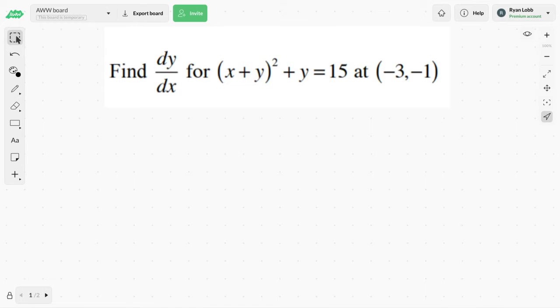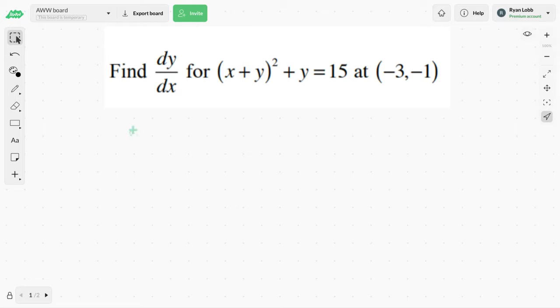Okay, let's find the derivative here of this algebraic expression that's implicitly defined as a function of x, and we're going to use implicit differentiation. So we're going to evaluate at -3, -1, but we're also just going to find dy/dx explicitly in the end, just to work on the algebra a little bit.